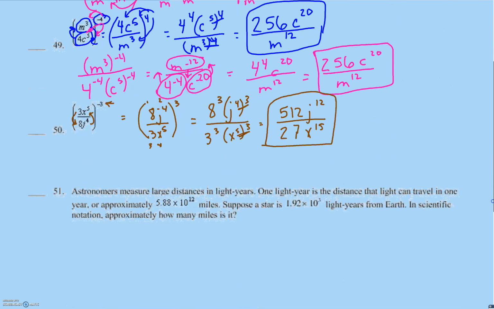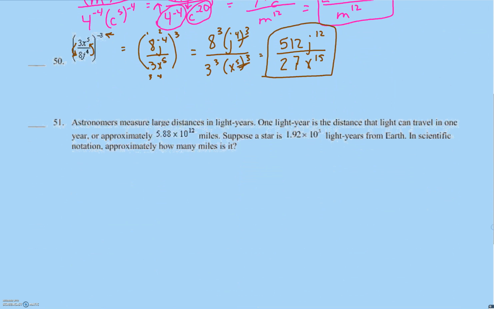Last one. Astronomers measure large distances in light years. 1 light year is the distance that light can travel in 1 year, or approximately 5.88 times 10 to the 12th miles. Suppose a star is 1.92 times 10 to the 3rd light years from Earth. In scientific notation, approximately how many miles is it?